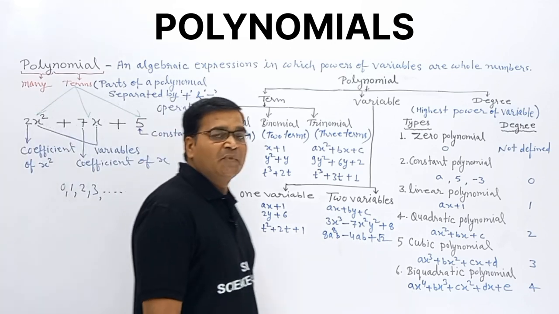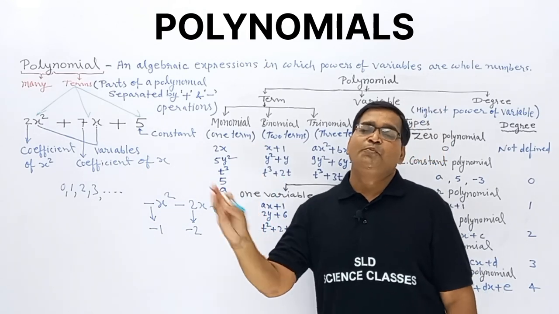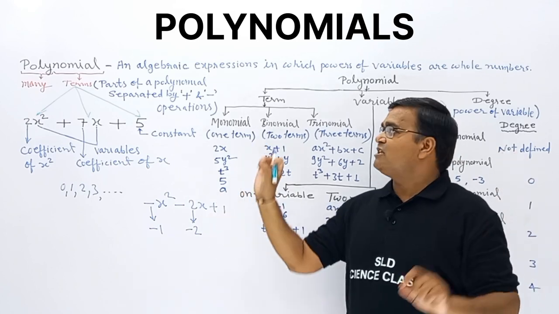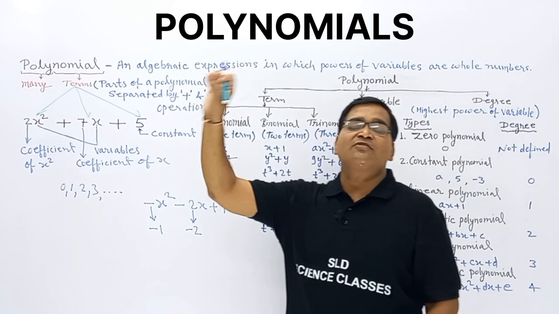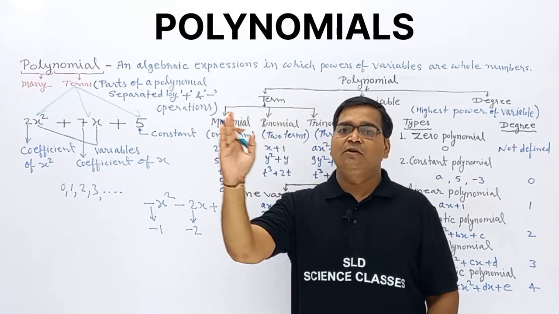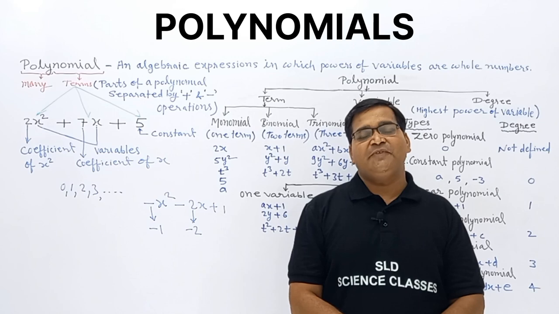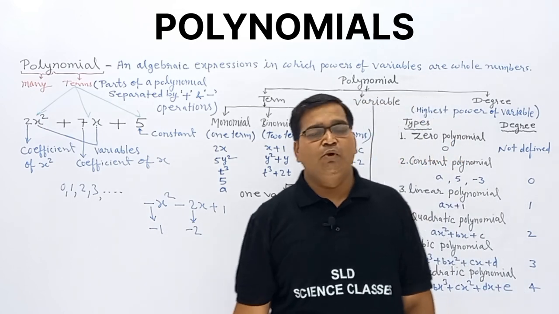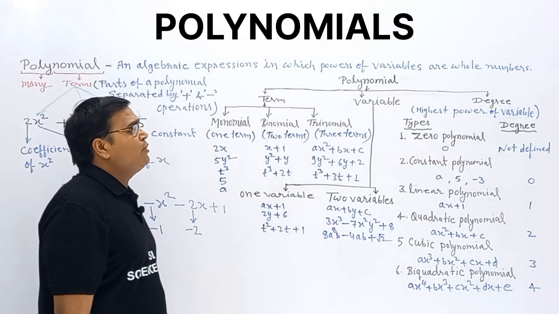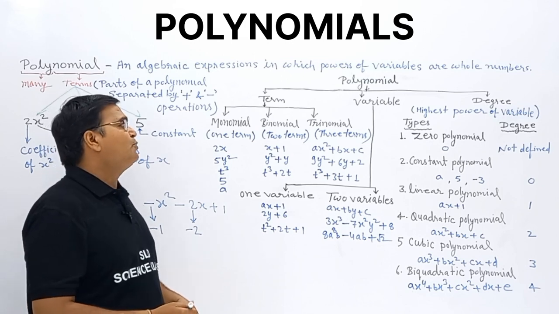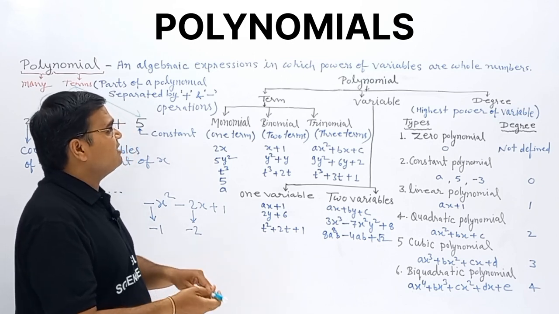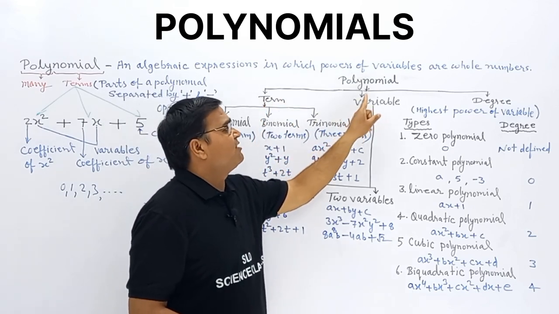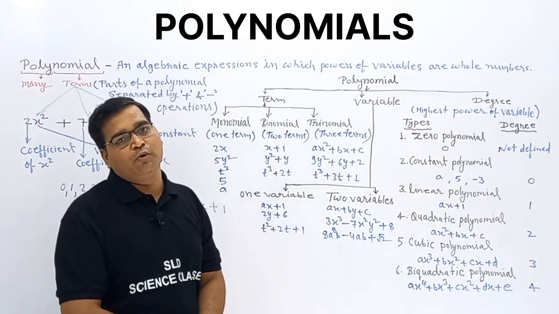So we discussed constants, variables, coefficients of variables, and basic definitions of polynomials. Polynomials are algebraic expressions in which powers should be whole numbers 0, 1, 2, 3 and so on. We cannot use negative and fractional powers. Clear? Now next I am taking types of polynomials. There are different types of polynomials. Types of polynomials can be categorized in three ways: on the basis of terms, on the basis of variables, and on the basis of degree of polynomials.